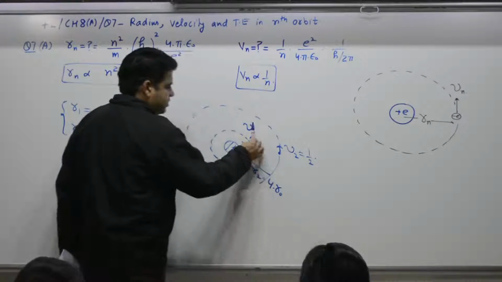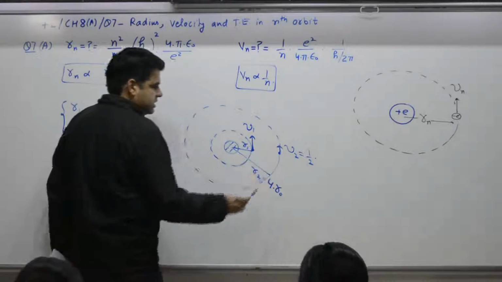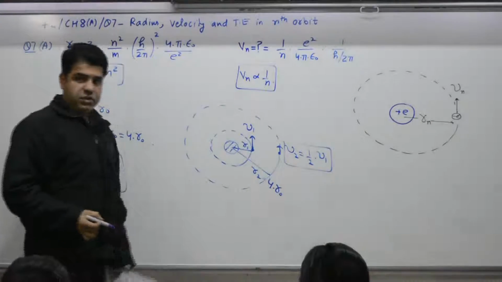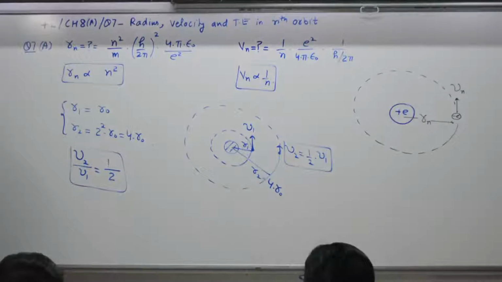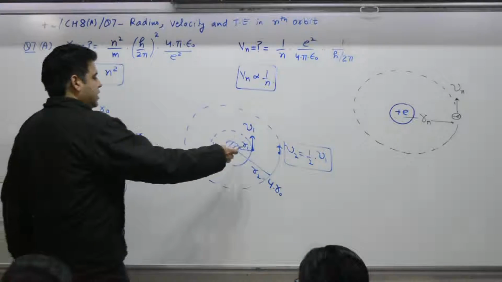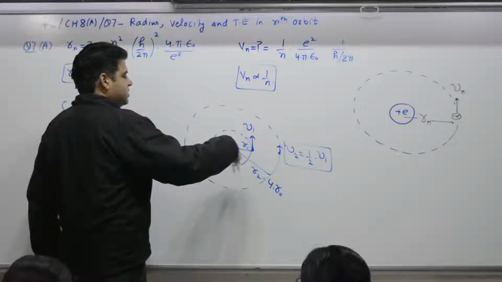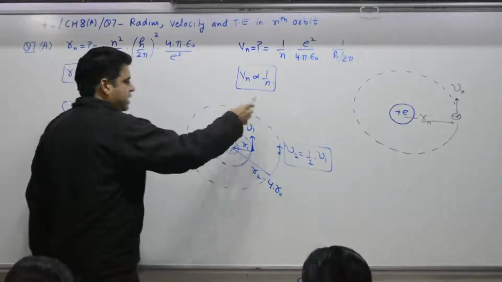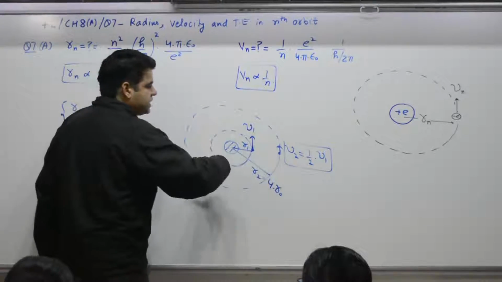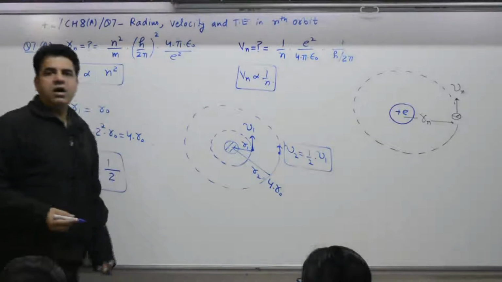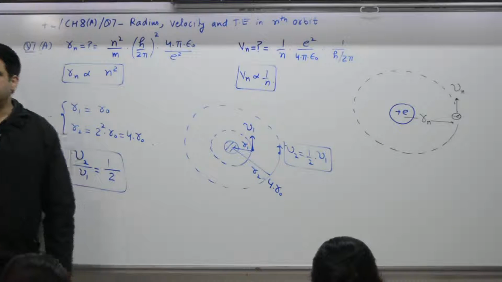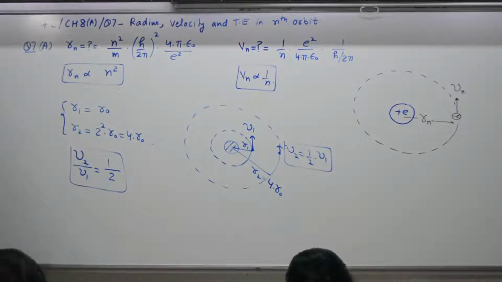You can see this arrow size is more, this arrow size is less; the second speed is less. That means as you move up, the electron moves in the first orbit with some speed. In the second orbit, the radius is 4 times, but the speed is less, half. Rn is proportional to n square and speed is inversely proportional to n. One minute to write.